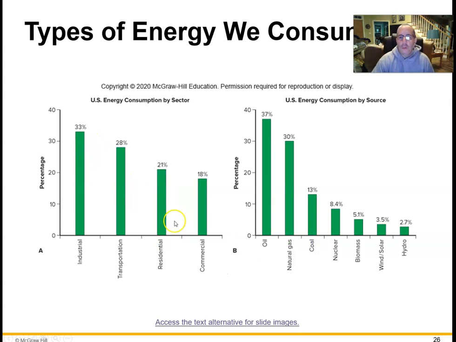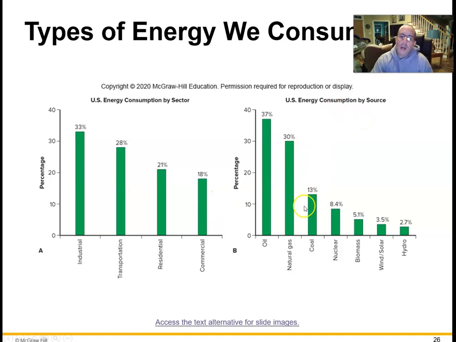So again, here's some charts that kind of tell you where our energy consumption is. This is based on the type of energy consumption. Industrial, like factories and stuff, is going to be 33%. Transportation, so all of our driving habits, is 28%. Our homes, residential, is 21%. Commercial, like just businesses, non-industrial businesses, is going to be 18%.